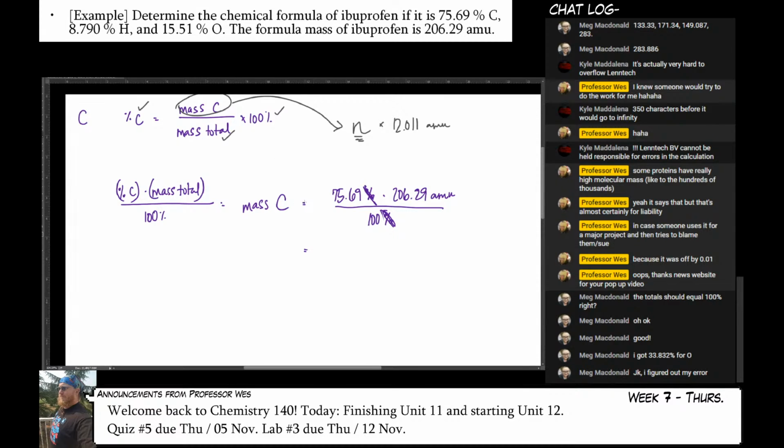And so what I got from that was 156.14 AMU is the mass of carbon. Now, carbon doesn't weigh 156, but a bunch of carbons could weigh 156. So I'm going to divide by 12.011 AMU per carbon. I could show the dimensional analysis if you want me to.